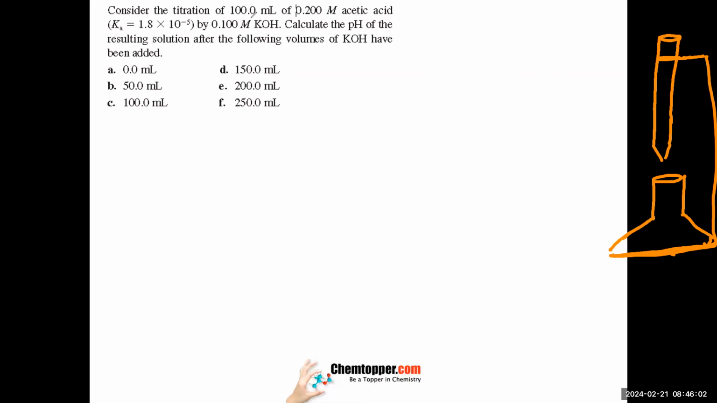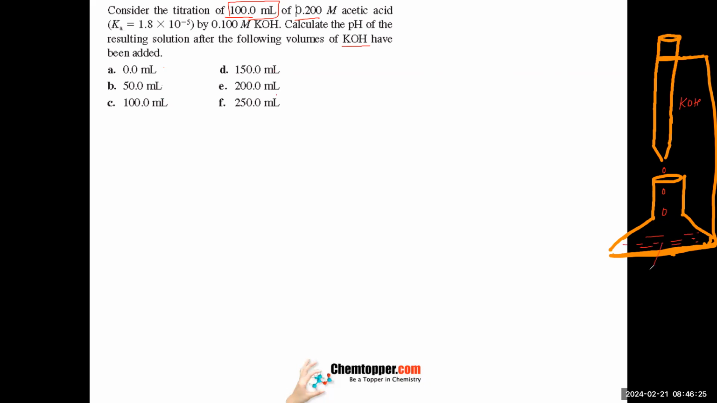Oh no, dear. You see, the volume of the acid is given to you. Volume and molarity. This volume is fixed. Whose volume is changing? The volume of the KOH is changing. So the burette is KOH, because the burette is the one from where you are adding KOH into the acid.